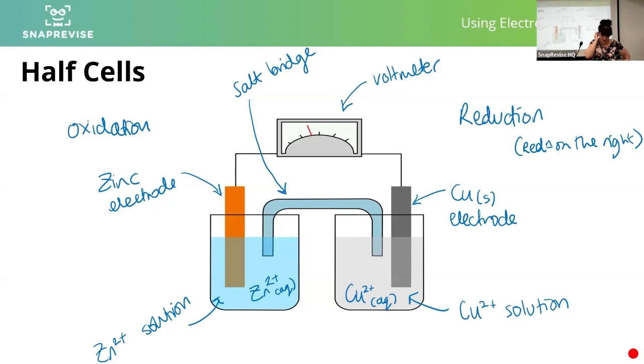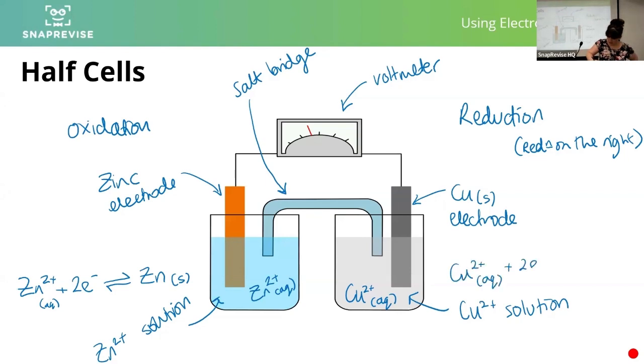Oh, equations, that's a good idea. So what equations are going to happen? I'm going to write them as the reduction equation, because your reduction potentials are given as the reduction equation. So reduction, OIL RIG, reduction is gain of electrons. I can show my Zn2+ gaining 2 electrons in a reversible reaction to form Zn solid. And my copper, I can use copper 2+ aqueous, gaining 2 electrons to become copper solid.